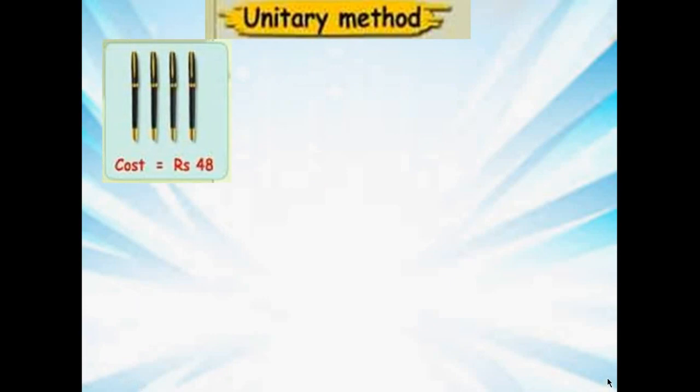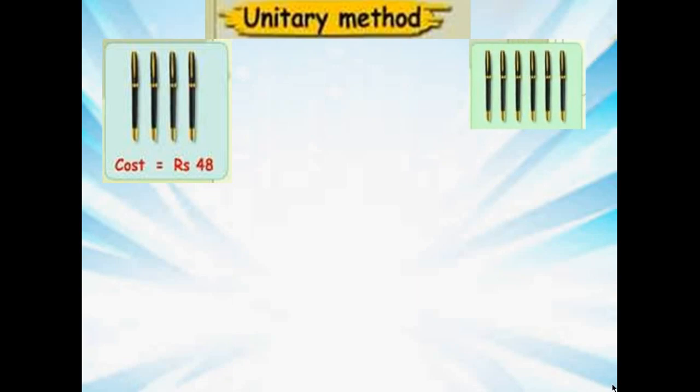Here, the cost of 4 pens is given. We need to find the cost of 6 pens. We are going to do the problem using the unitary method. So let's start with the given thing. Here, the cost of 4 pens is given as 48. We need to find the cost of 1 pen from here. How to find the cost of 1 pen?